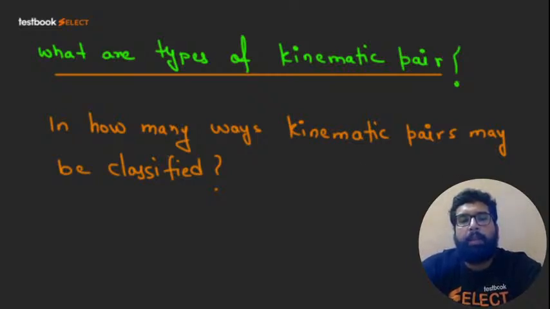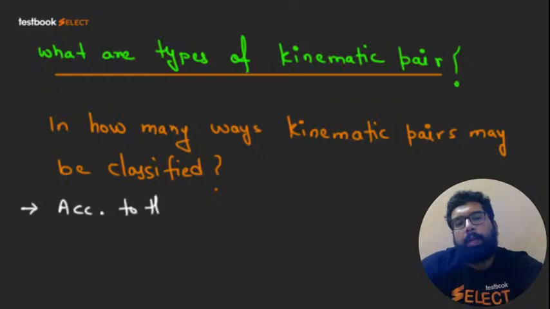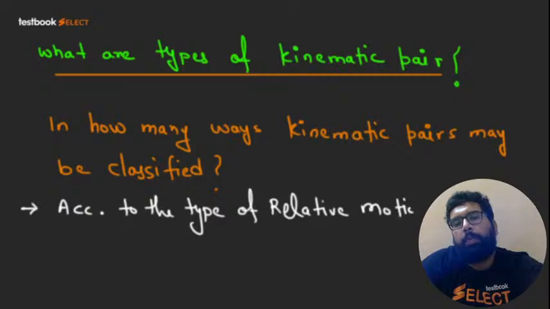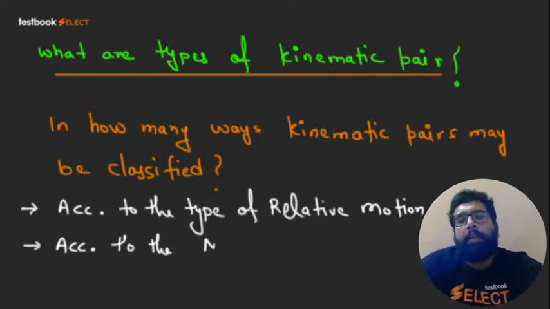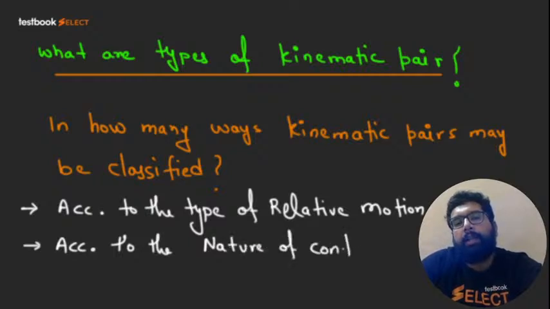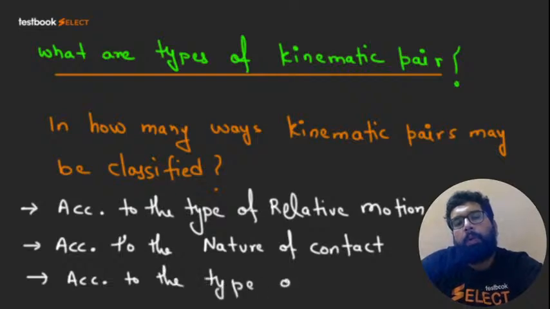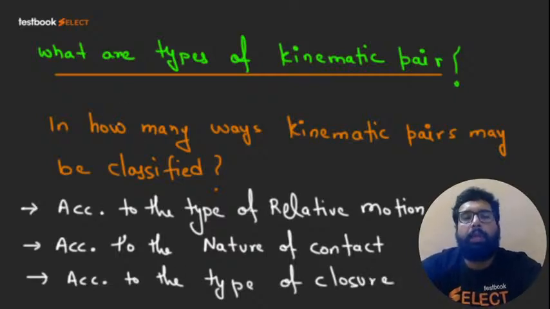Can anybody try to tell me? The live students, I am hoping that we read theory of machines, so we have some information about it. So in how many ways may kinematic pairs be classified? Kinematic pairs may be classified in three ways. One way is according to the type of relative motion between the links. Another way is according to the nature of contact, and the third is according to the type of closure. Getting my point?